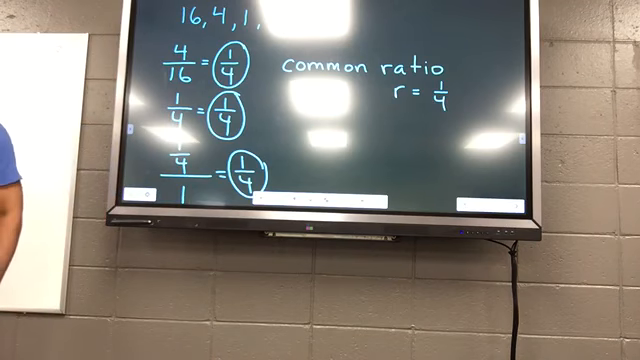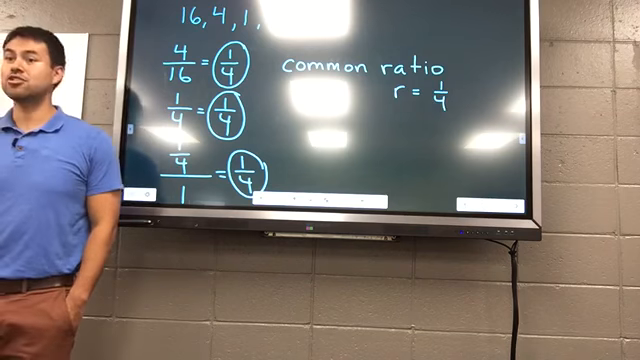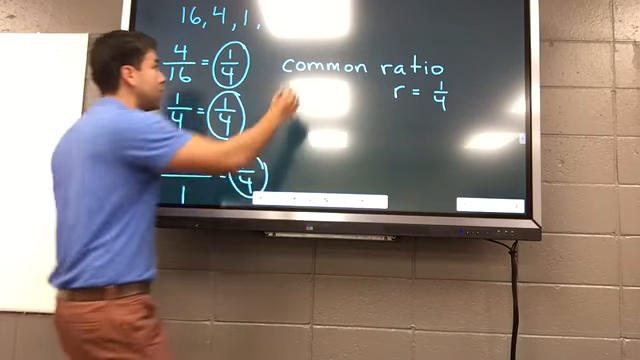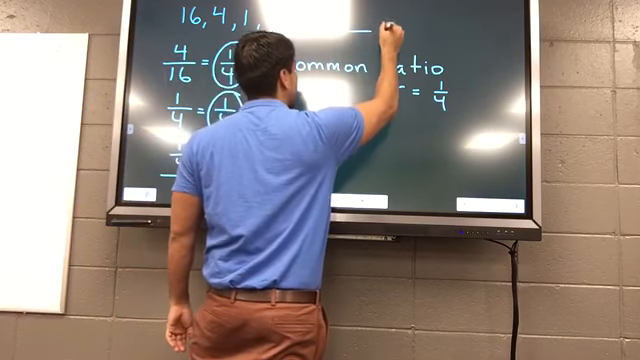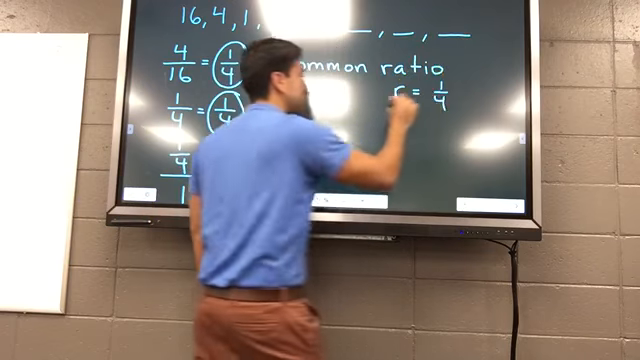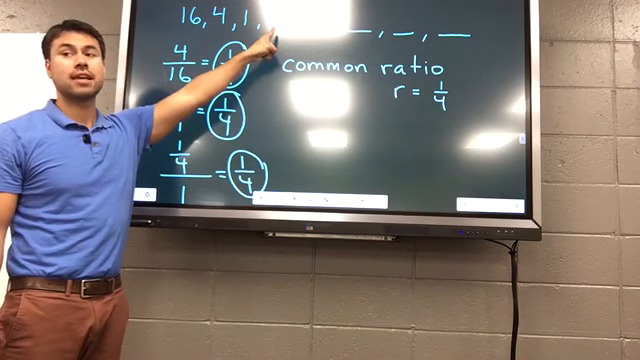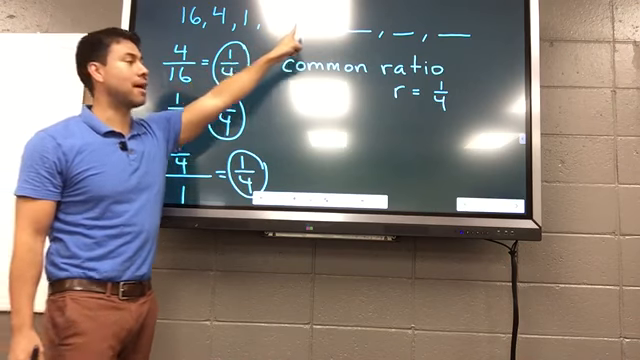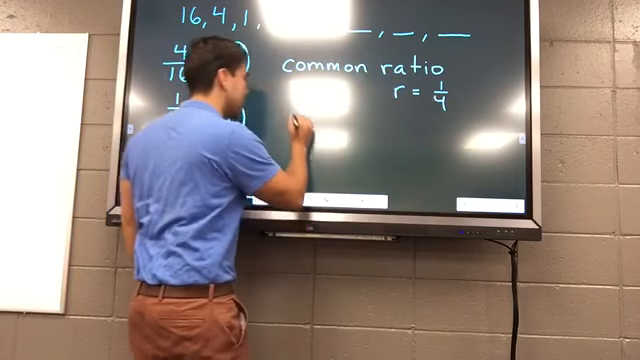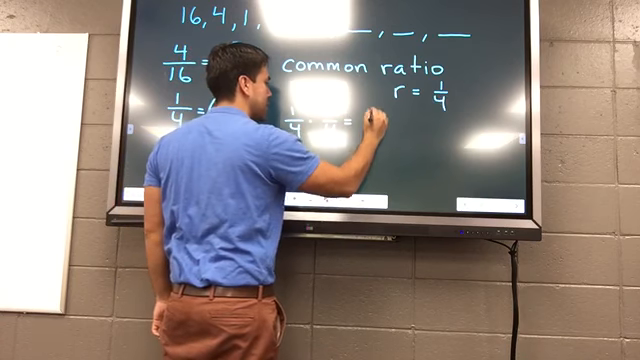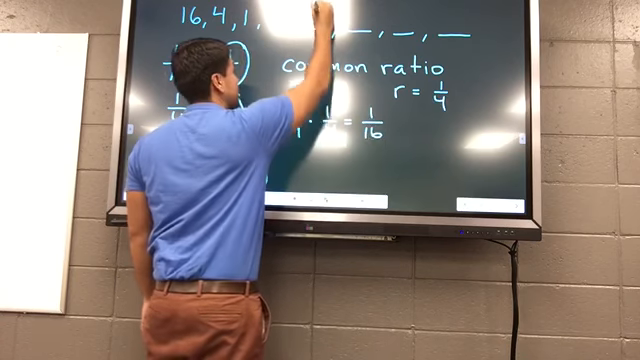That means what kind of sequence is it? Geometric. And if it's geometric, how do I find the next term? I want to find the next 4 terms. What do I do with that common ratio? I take 1/4 and do what with it? Multiply it by the common ratio. So 1/4 times 1/4. What does that get me? 1/16. That would be right here.